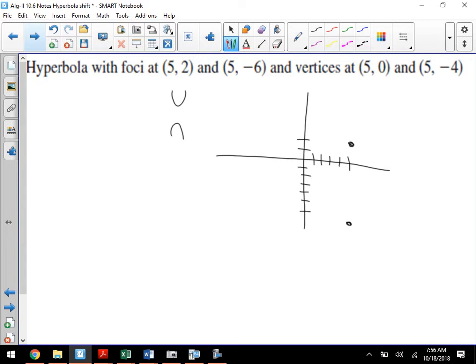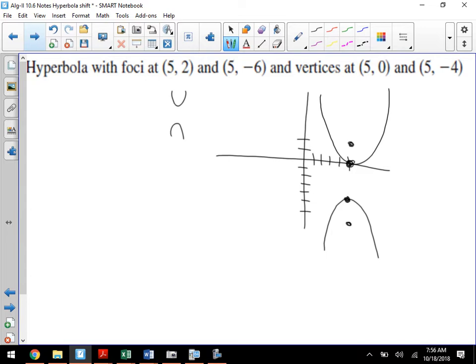So plot the vertices then. Vertices are at (5, 0) and (5, -4). I know vertices look at foci. I know that it has to do this. But now comes the part of figuring out where is it centered?